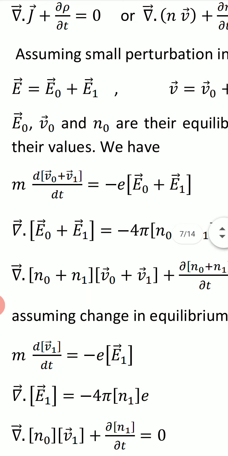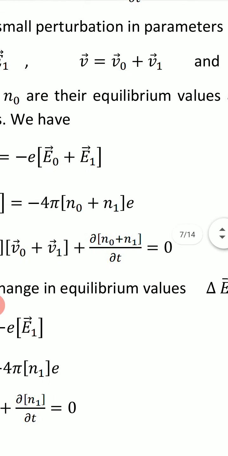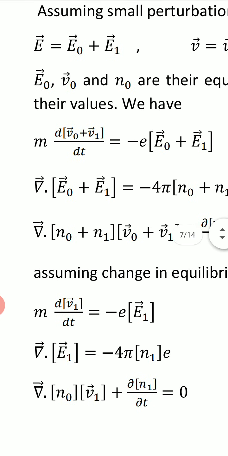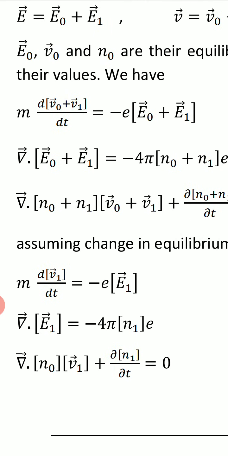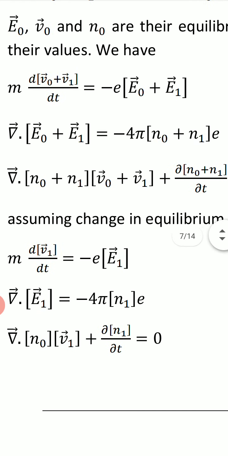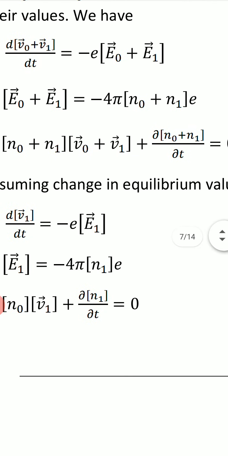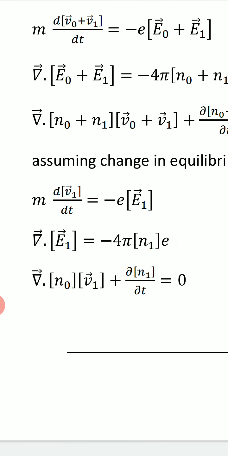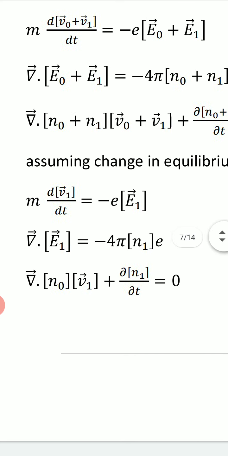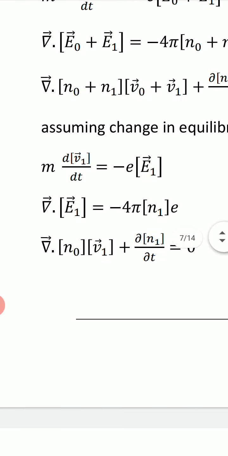If we put the values of E vector, V vector and N in equations 1, 2 and 3, we get these three equations. m into d upon dt of v0 plus v1 equal to minus e into e0 plus e1. Del dot e0 plus e1 equal to minus 4 pi n0 plus n1 into e. Del dot n0 plus n1 into v0 plus v1, plus delta upon delta t of n0 plus n1 equal to 0.